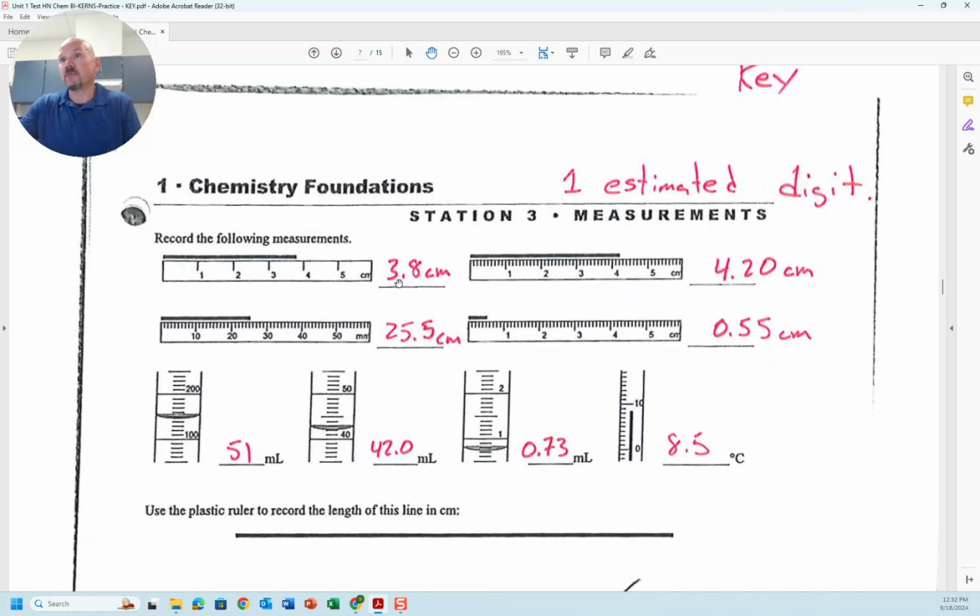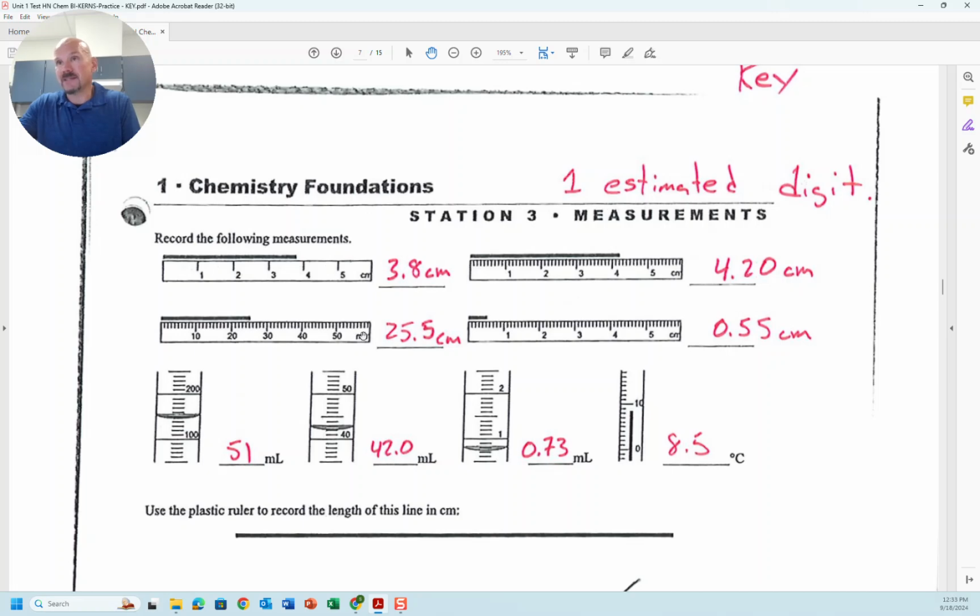What I couldn't do is say 3.80 or 3.81, right? I can't estimate two digits. I can only estimate one digit, right? So 3.8 centimeters. But over here, I think that's right at 4.2, and I think it's right on the money. But I got to remember to say 4.20 or I'm toast.